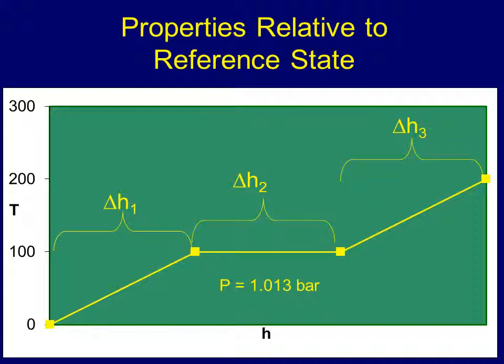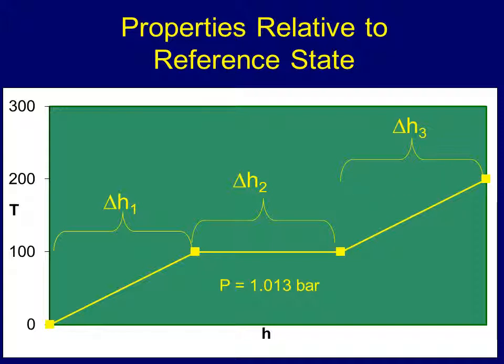Okay, in this slide we're going to look at these energy changes. Here what we'll call delta H1 will be the sensible energy change of the liquid going up to its boiling point. Delta H2 will be the energy of vaporization going from a liquid Hf to a vapor Hg. And delta H3 will be the sensible energy change going from the saturated vapor to a superheated vapor at a higher temperature of 200 degrees.